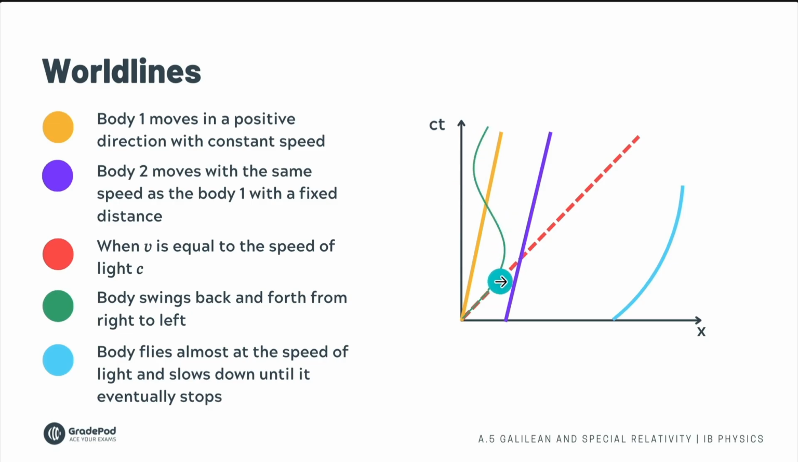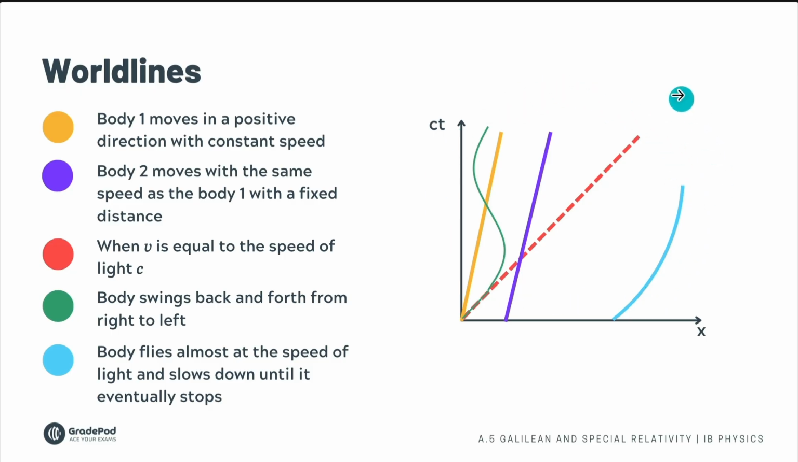A curve indicates an acceleration. And finally, this blue line tells us a body flies at almost the speed of light. How do we know that? Because we can see to begin with the gradient is almost 45 degrees and slows down until it eventually stops. How do we know that? Well, because at the end the gradient is almost infinite, which means stationary. So it goes from the speed of light all the way to stationary, and it decelerates down to that.